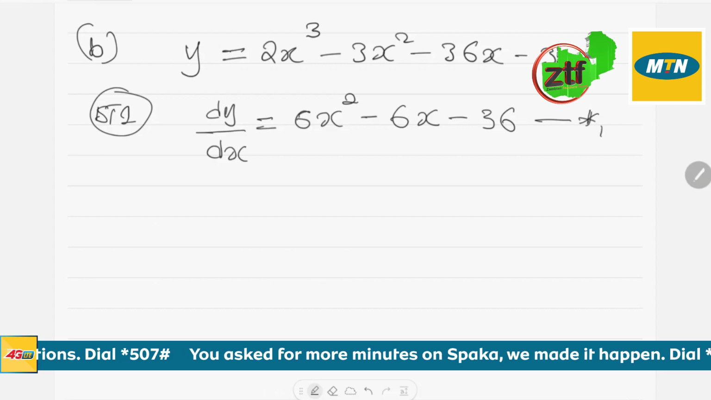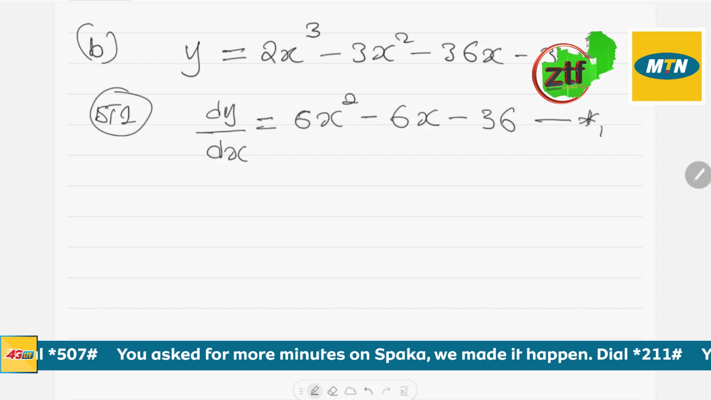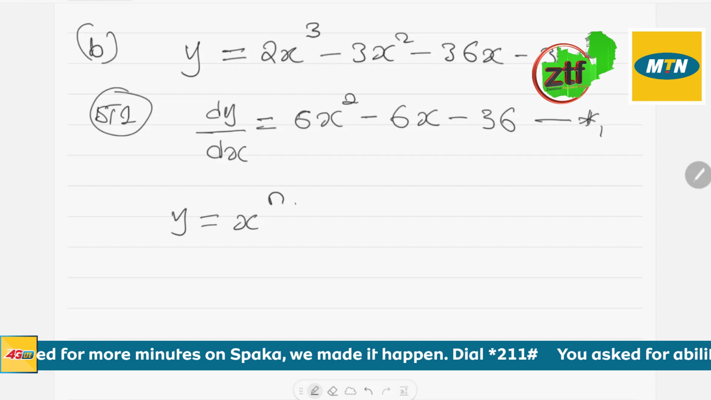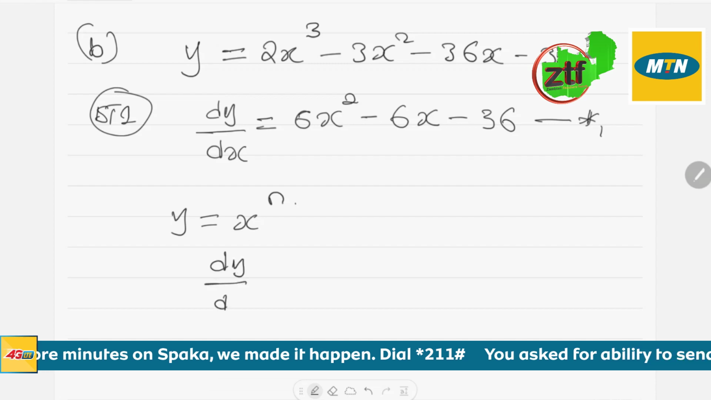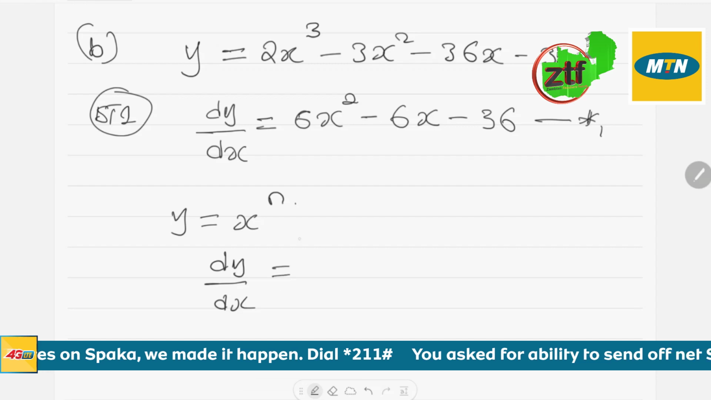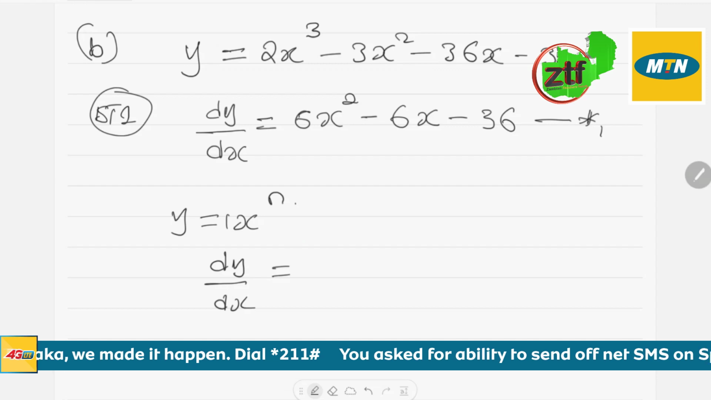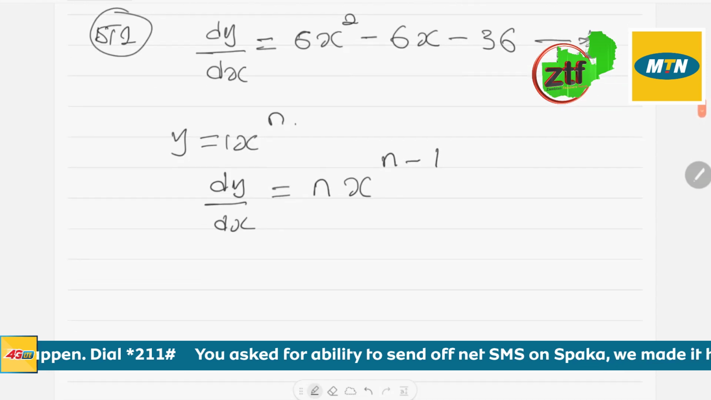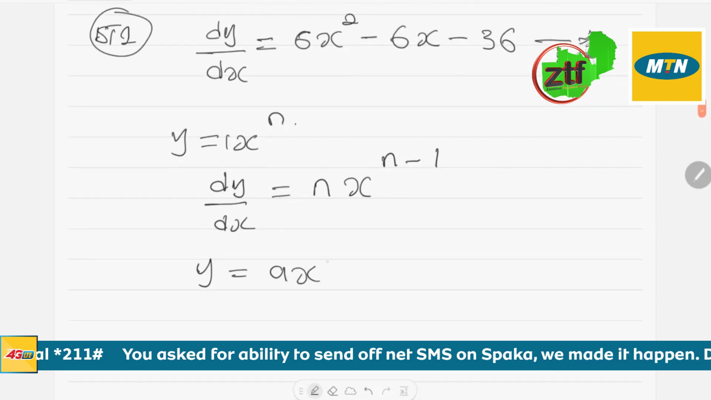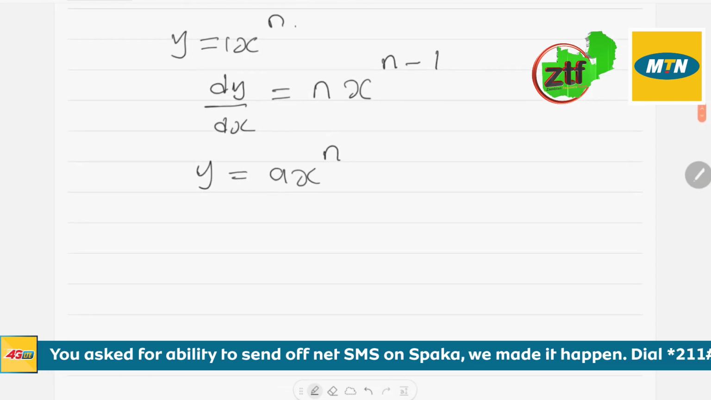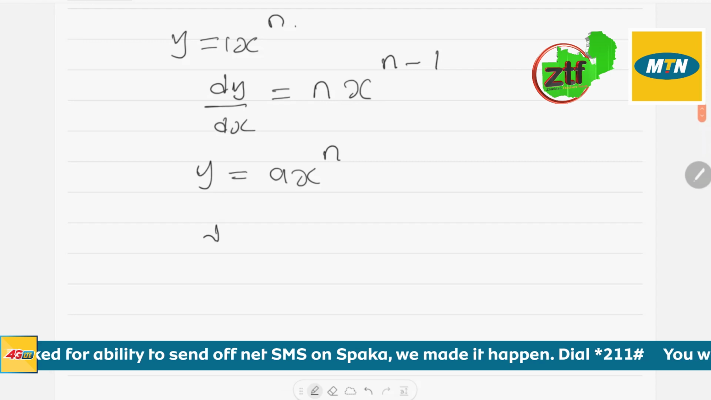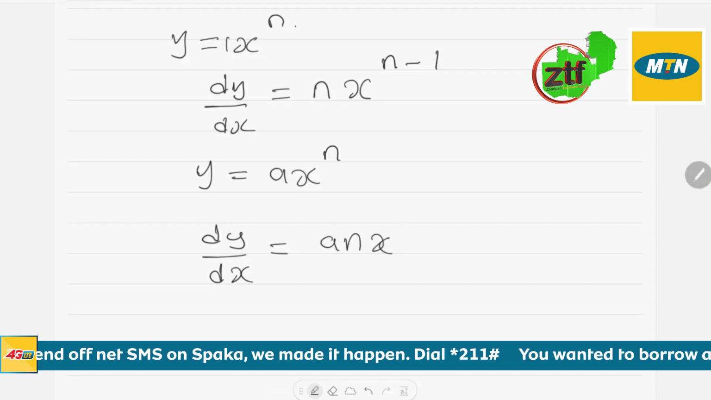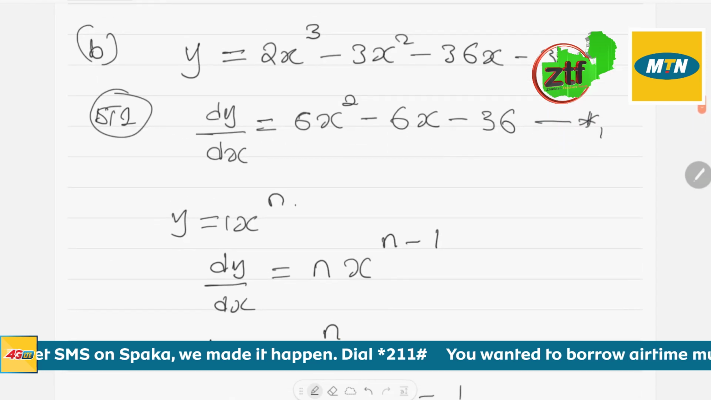How did I do that? Okay. So when you are given a function y is equal to x raised to the power n, then differentiating the function y, dy dx will be equal to n, x, and the power n will be subtracted by 1. When you are given the function y is equal to a x raised to the power n, where a is the coefficient of x, then the derivative of the function y will be equal to a n x raised to the power n minus 1. So basically that is what I did.